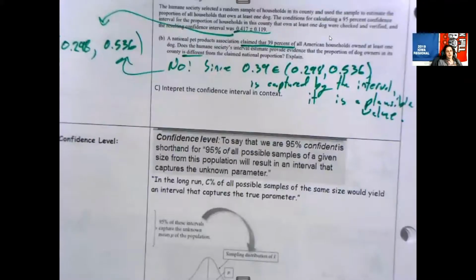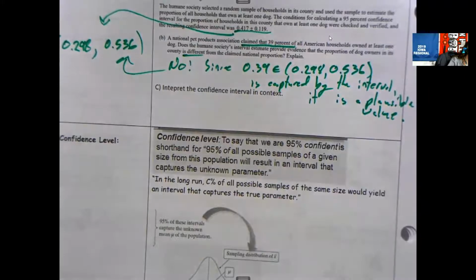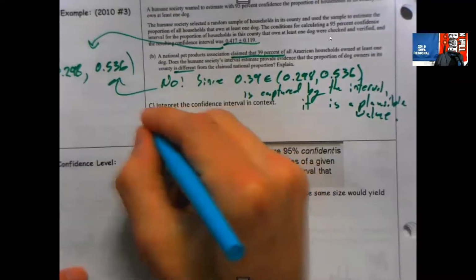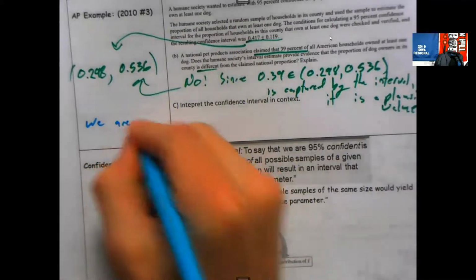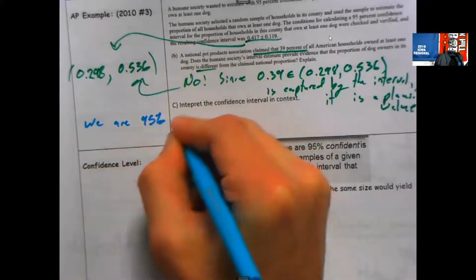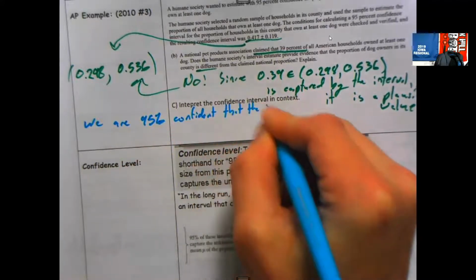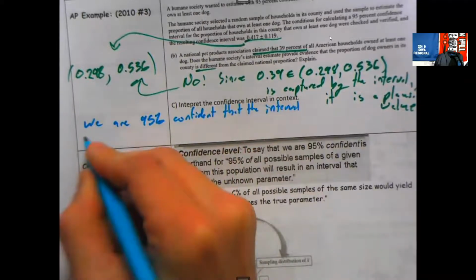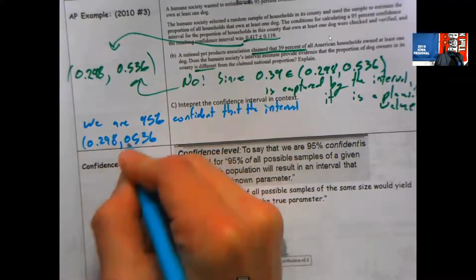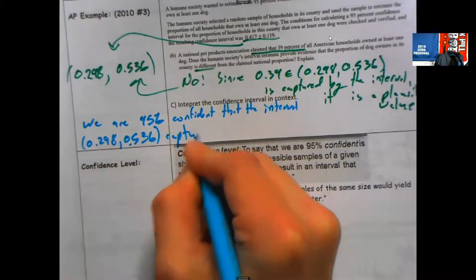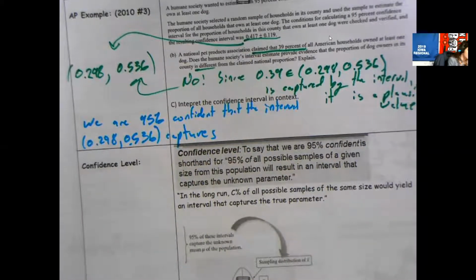All right, no, since 39 is on the interval, it's captured by the interval, it is a plausible value. Interpret the interval in context. Let's start all the way out here. We are 95% confident that the interval 0.298, 0.536 captures. What does it capture? The true proportion of households in the county that own at least one dog.